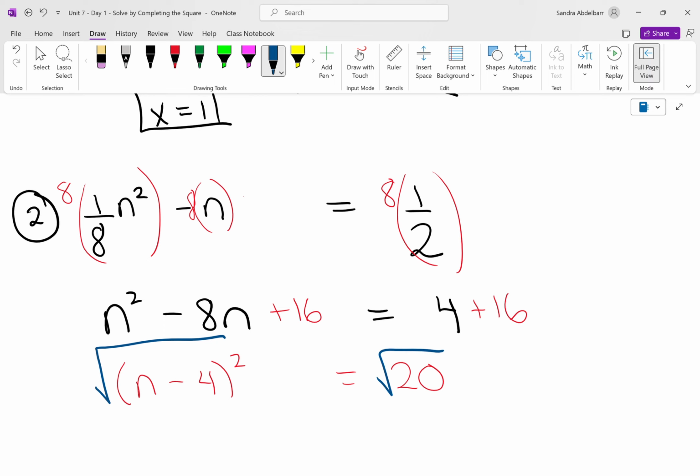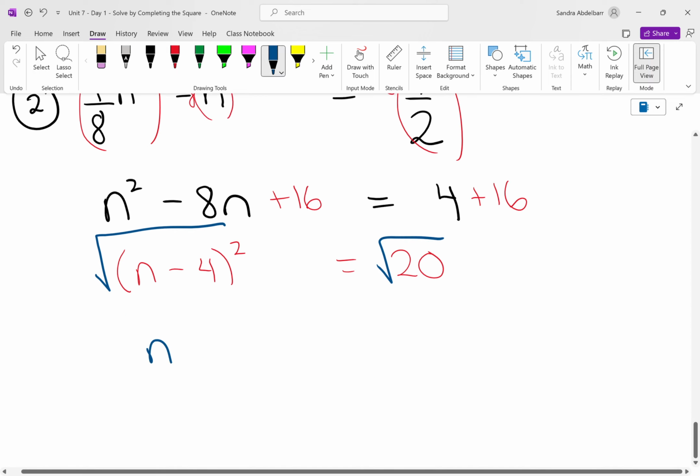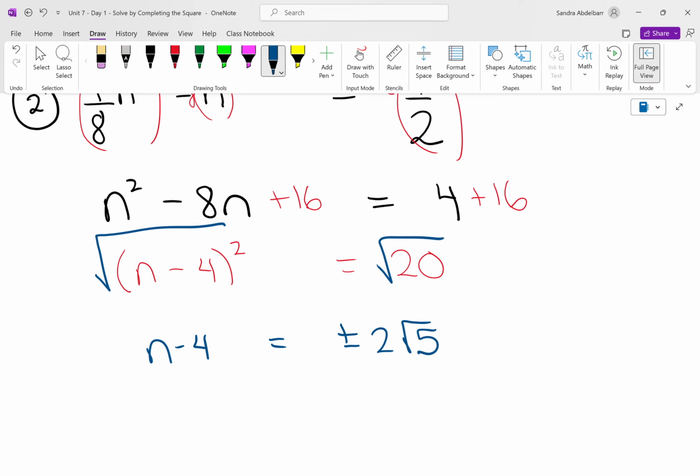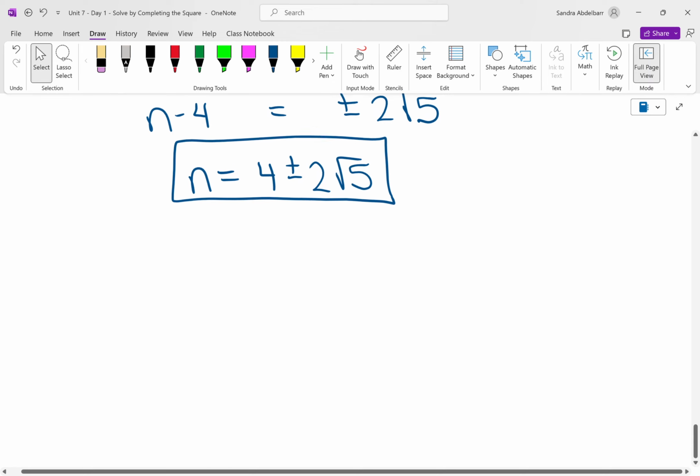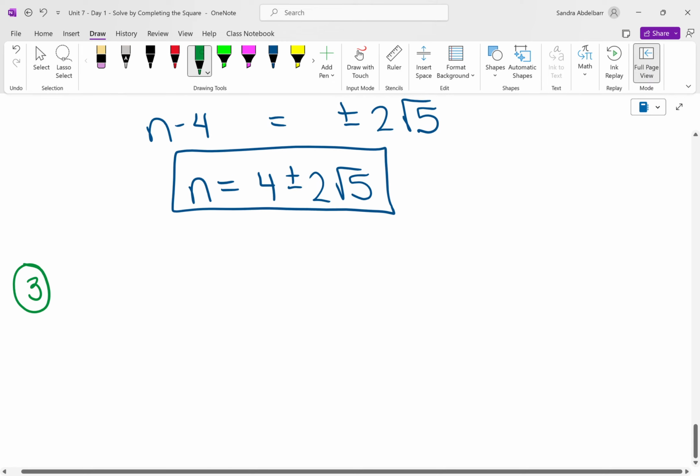We factor the left, which will be n minus 4 quantity squared equals 20. We're now going to square root both sides. We are going to get n minus 4 equals plus or minus 2 root 5. And actually, when you end up with a radical, it's not so bad because then you don't have to make two different equations, right? We could just add that 4 over and have n is equal to 4 plus or minus 2 root 5. All right, last problem for us.